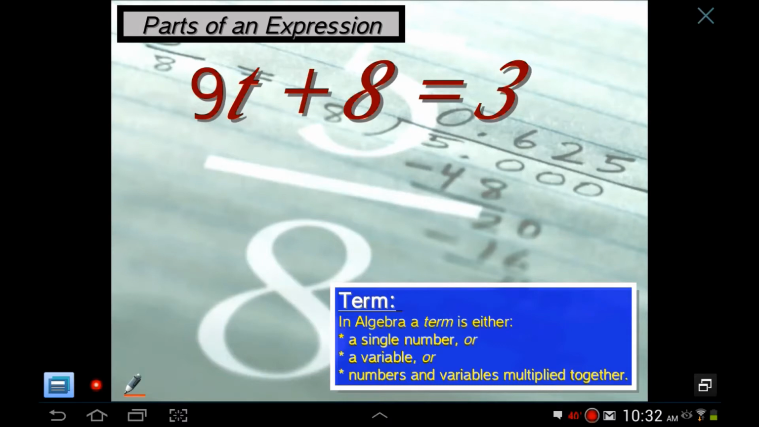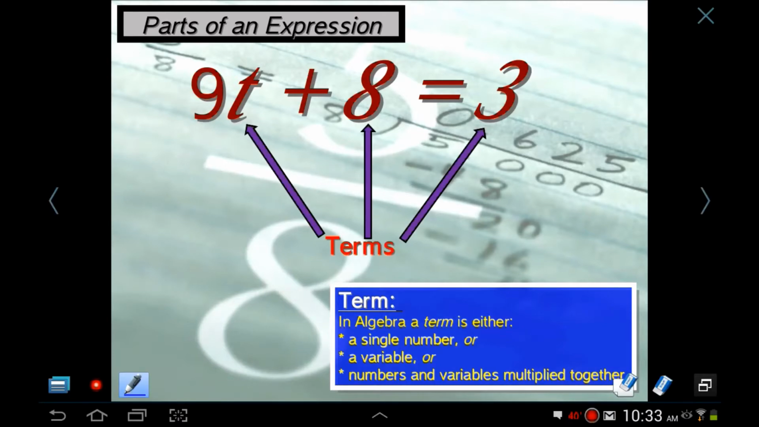or an equation. There's a name pretty much for everything in mathematics. And the first thing we're going to talk about is a term. In algebra, a term is either a single number, a variable, or numbers and variables multiplied together. These are all terms. 9t is a term. Positive 8 is a term. 3 is a term.